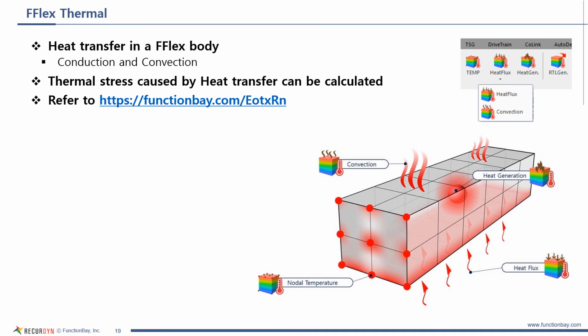FFlex thermal is a function for the heat transfer analysis in a FFlex body. The temperature change of the flexible body is calculated considering heat conduction and simple convection heat transfer, and the resulting strain and stress are calculated. Please refer to this link for the details.